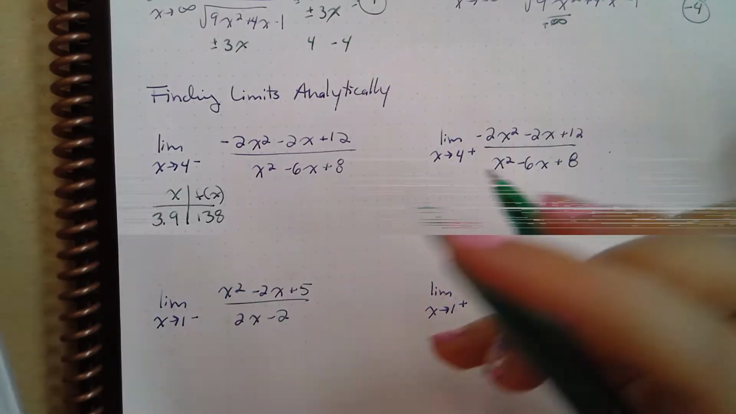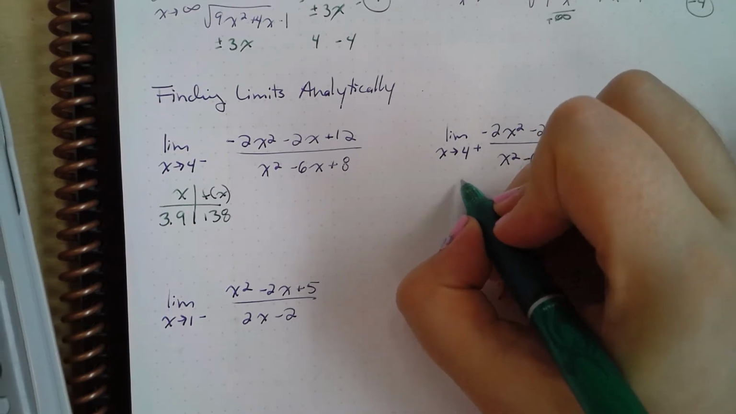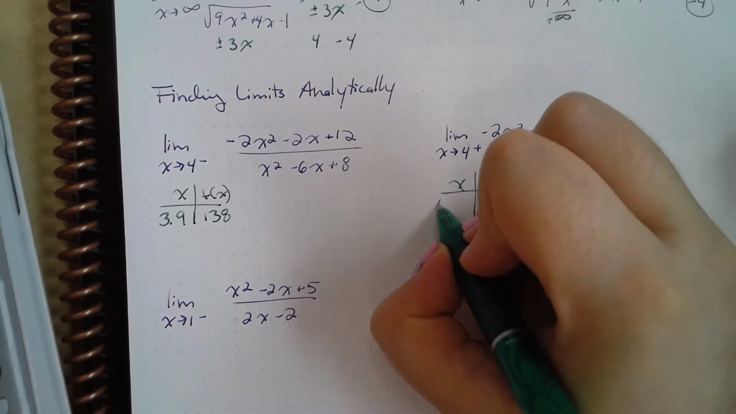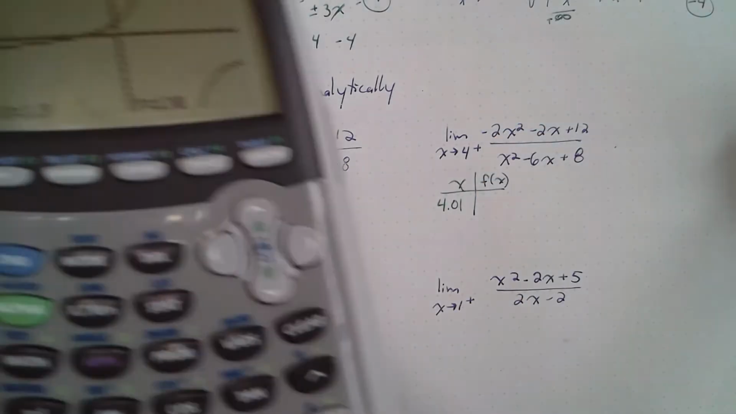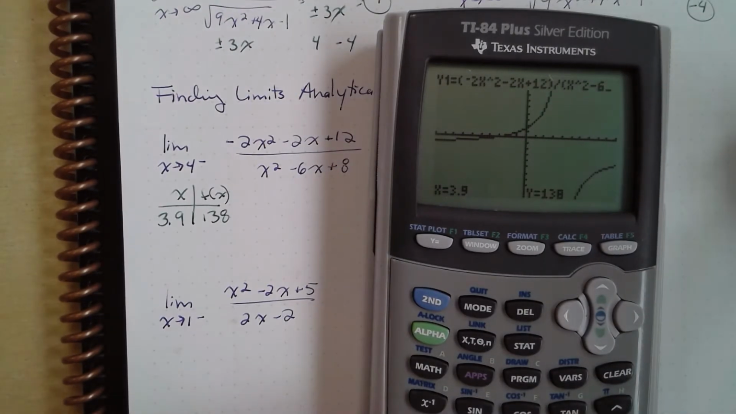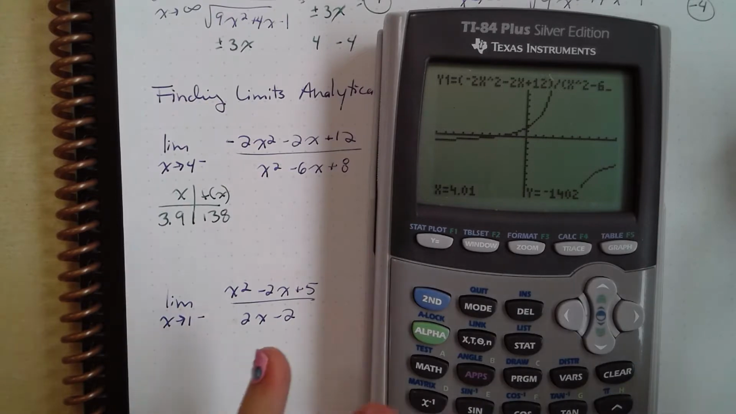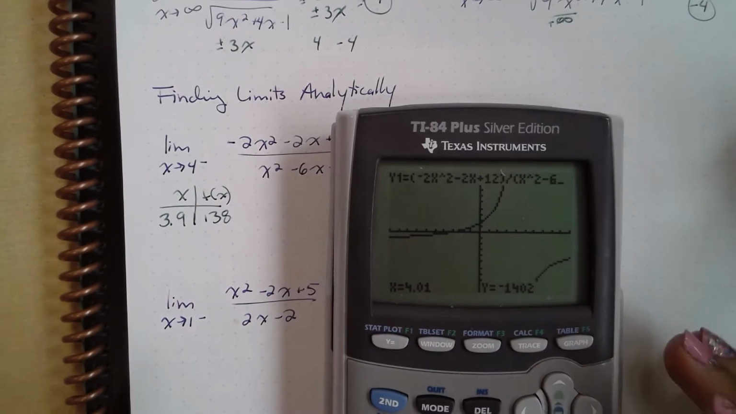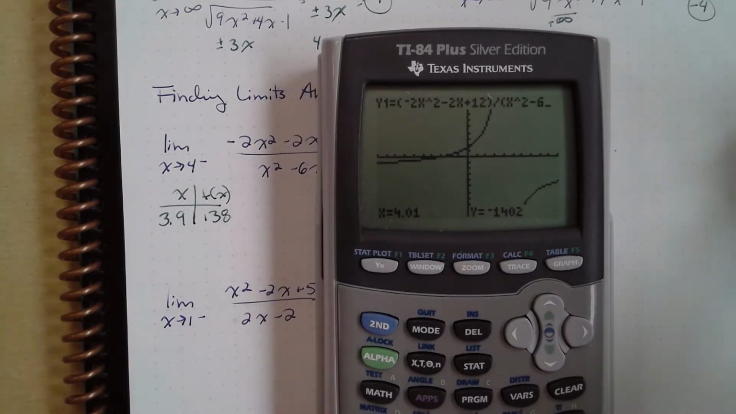But over here, if I trace, instead of 3.9, I'm now going to trace 4.01. I guess it doesn't really matter, right? 4.01. I get negative 1,402. Well, what does that mean? If I look at this graph, I can kind of see what's going on here.